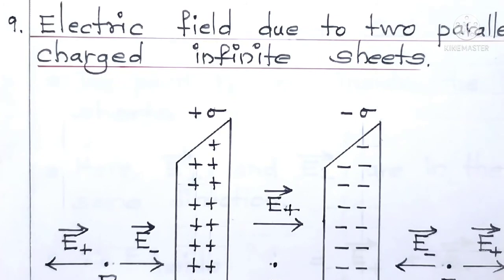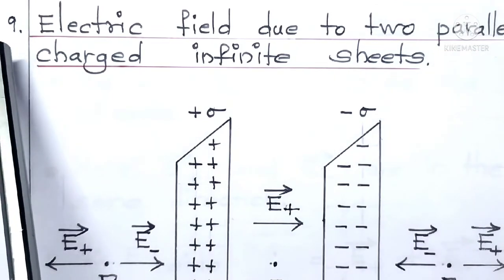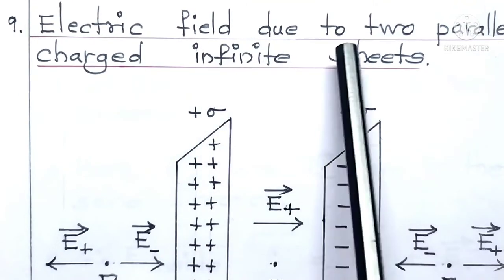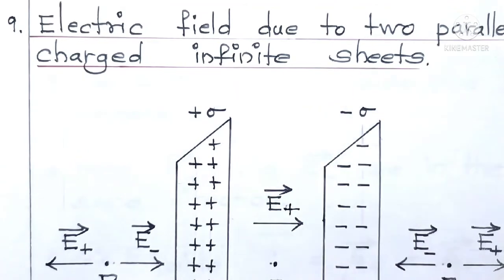In this video series, we have been looking into the derivation part of the first lesson, Electrostatics, in class 12 physics of Tamil Nadu State Board syllabus. Today we are going to see the ninth derivation. Come on, let us move on to the derivation. Derivation number 9, electric field due to two parallel charged infinite sheets.